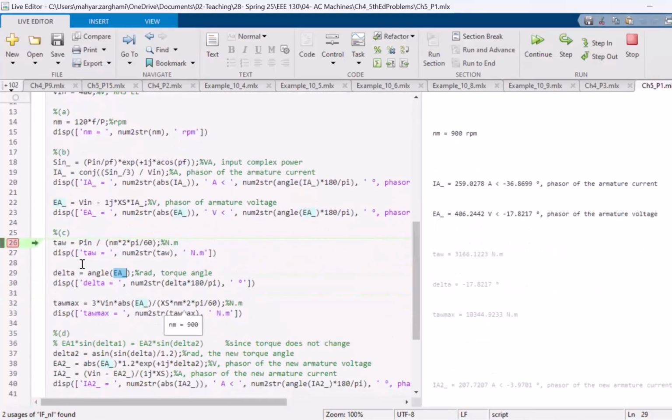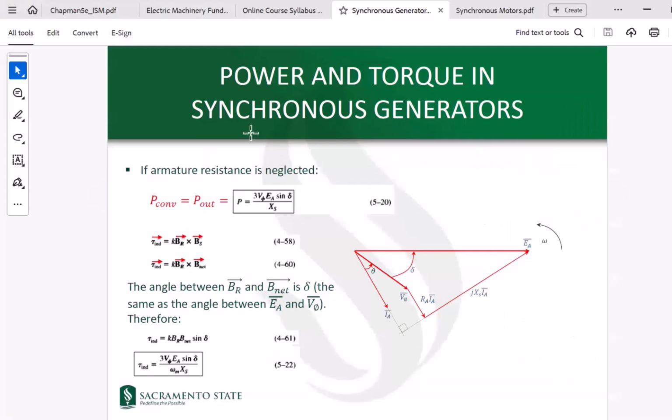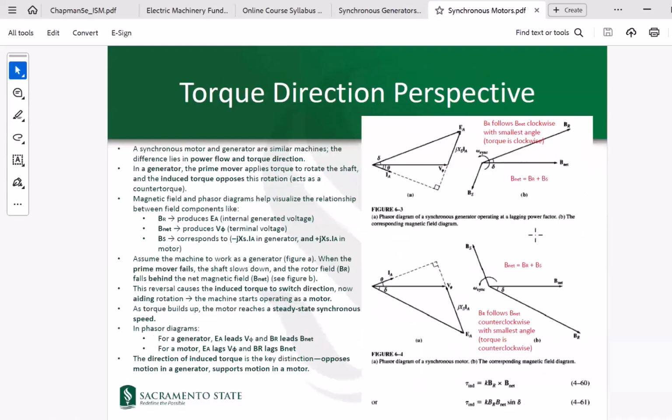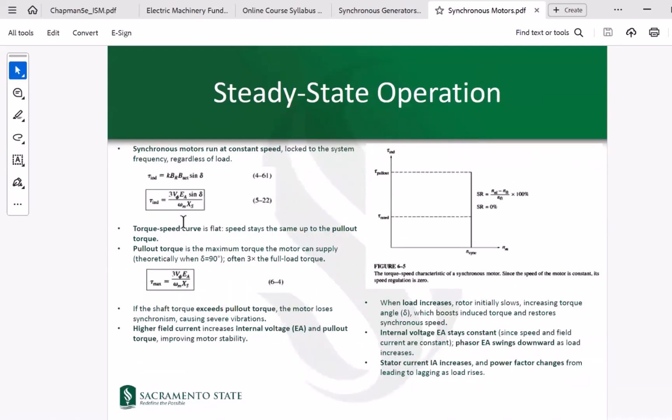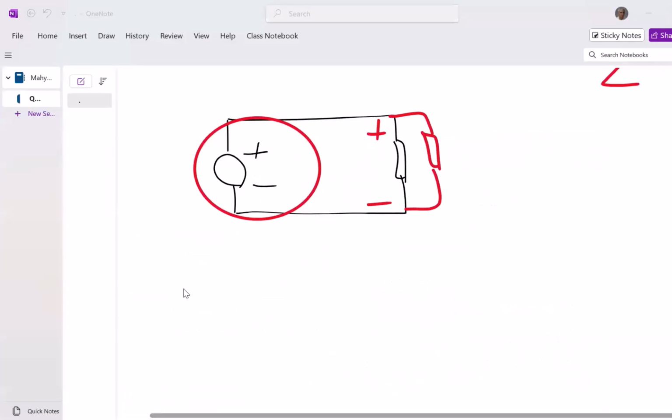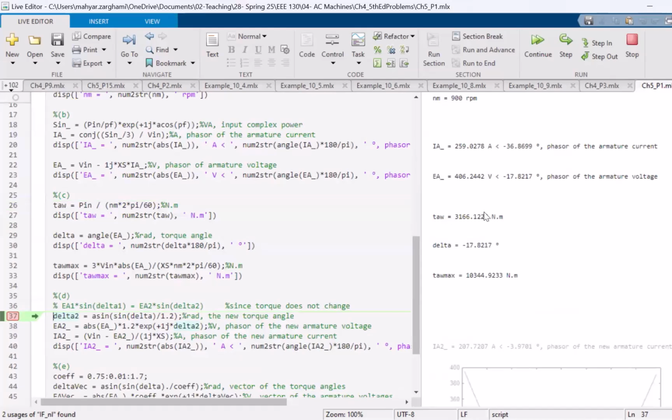So the maximum power, maximum torque, would be 3 times V on the two sides divided by XS times omega m, and then sine of delta is 90 degrees. So again, let's go to motors. Here, this is the maximum torque when sine of delta is 1. This is coming from there. So this is the tau that we are having, and this is the maximum tau that we could have. And you see how much bigger this is versus the actual.